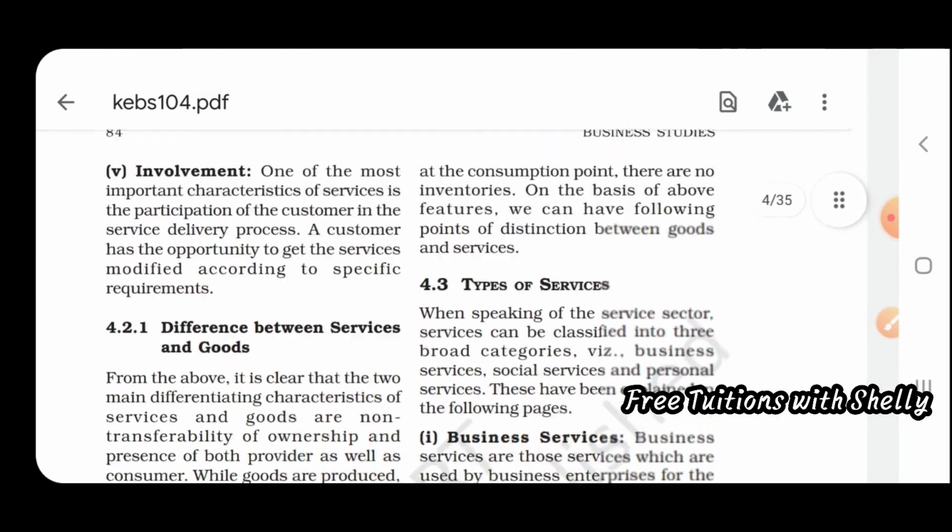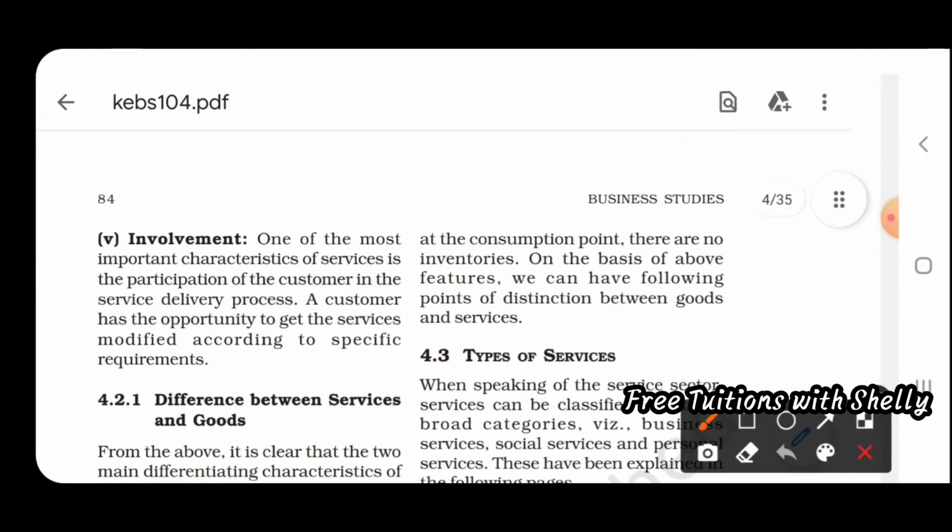Then the fifth one is involvement. Involvement means that a customer has the opportunity to get the services modified according to the specified requirement. This means that customers' needs differ. Each individual's needs differ, so the service is modified accordingly. So the customer's involvement is also taking place in a service.